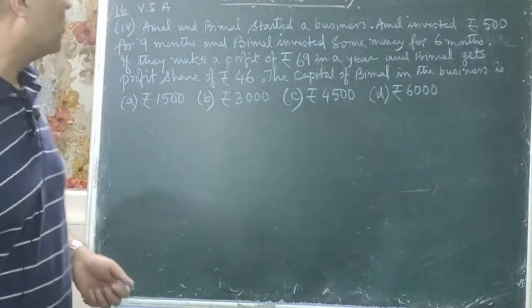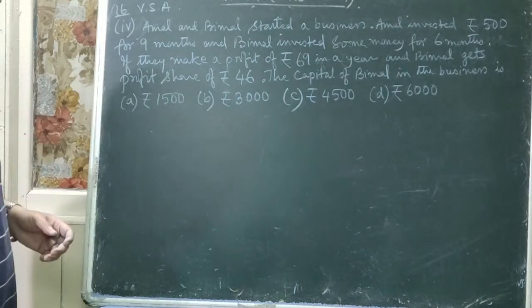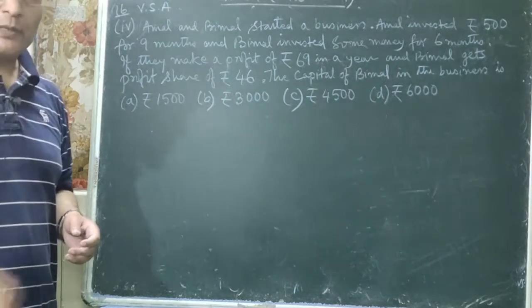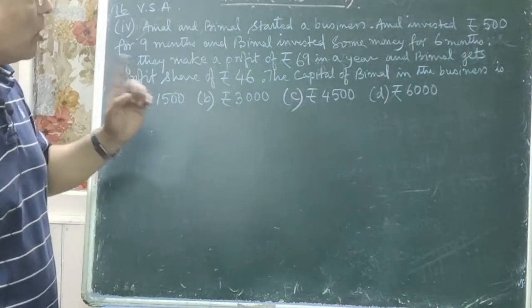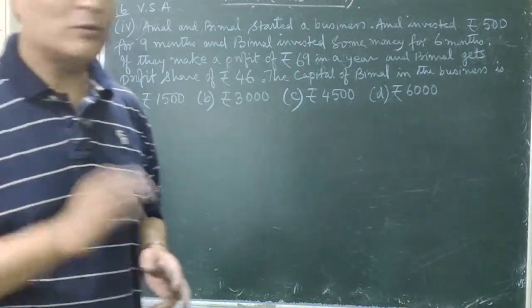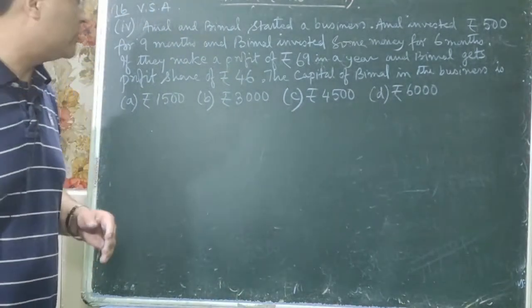So now we'll do the next question, that is 16 number 4. Amal and Bimal started a business. Amal invested rupees 500 for 9 months. Amal's investment of rupees 500 is kept for only 9 months, okay?